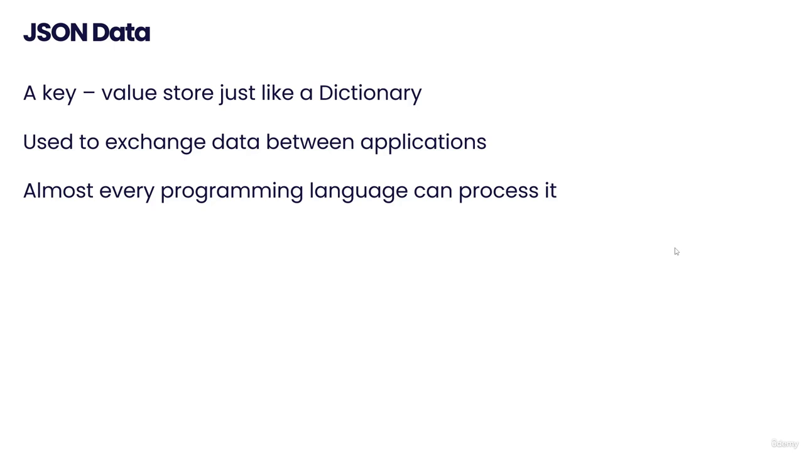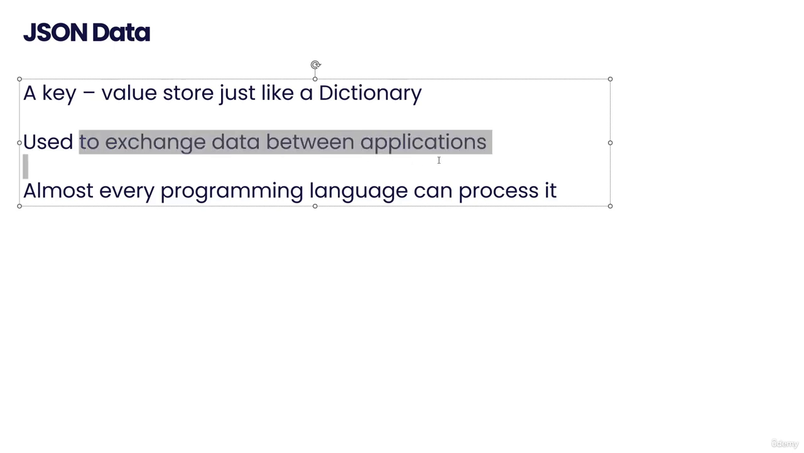Now, we've already earlier on in the course looked at JSON, but just as a quick refresher, just in case you've forgotten what it is, it's a key value store like a dictionary. So it's basically a text format of keys and values. It's usually the format these days that's used to exchange data between applications.